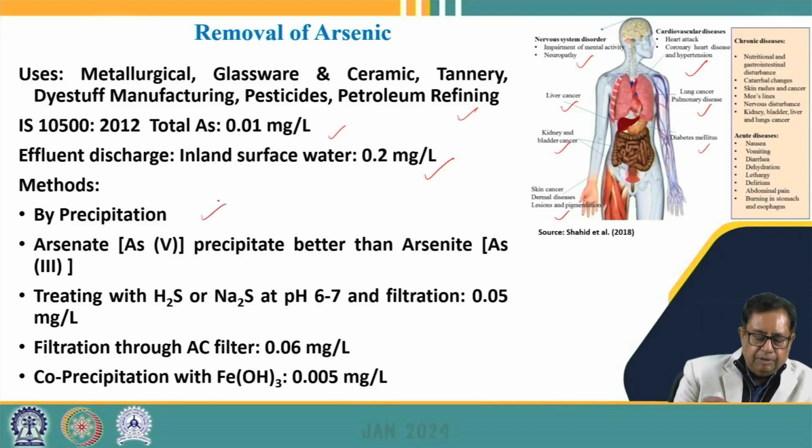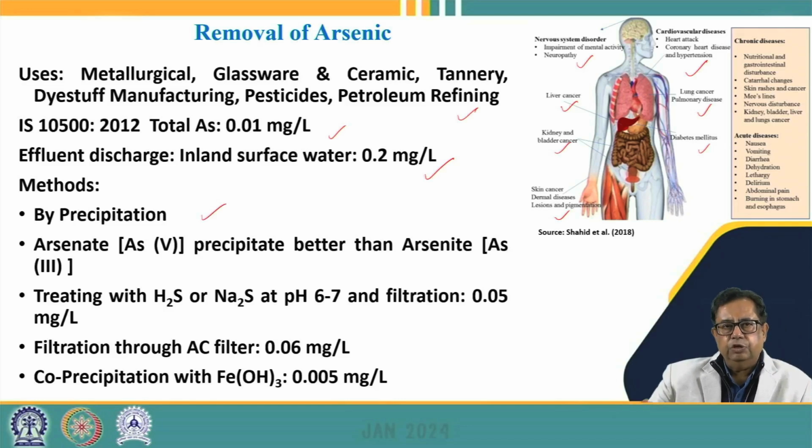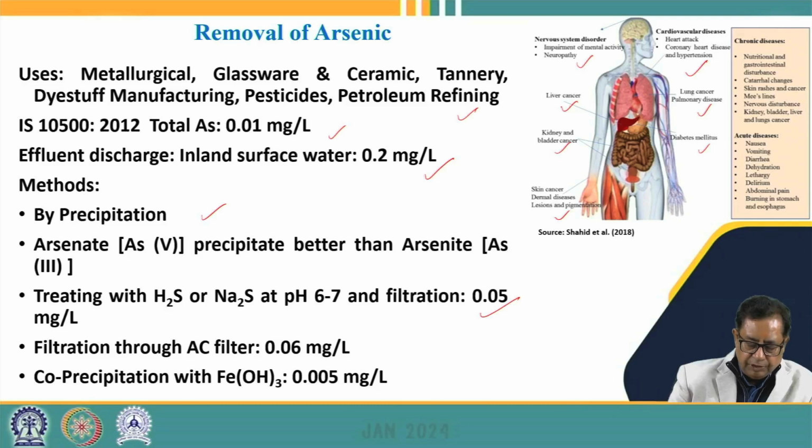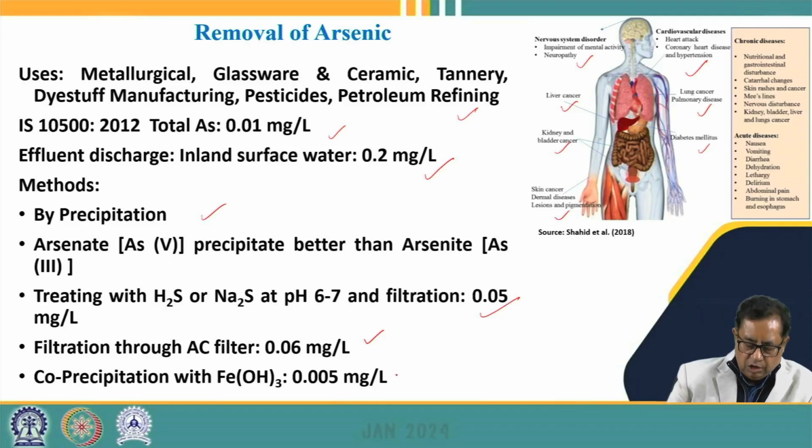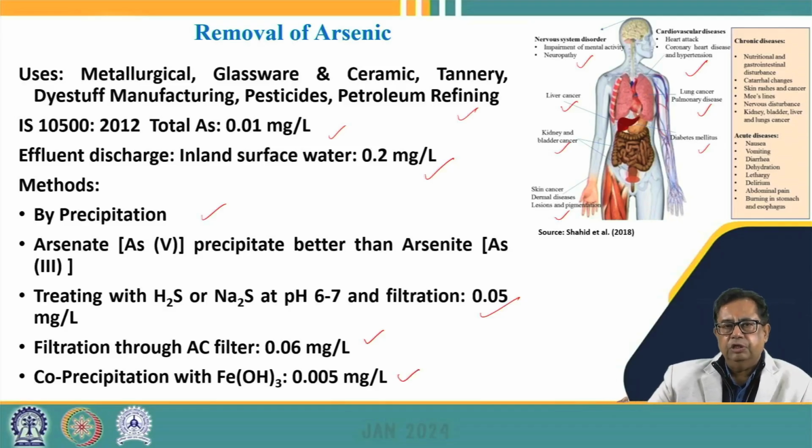We can remove arsenic by precipitation, and when we want to do so, we should ensure that the arsenite, that is arsenic 3, is converted into arsenate, that is arsenic 5, because it precipitates better than the arsenite. So we have to oxidize arsenic 3 to arsenic 5 before we go for the precipitation method. We can treat the arsenic using hydrogen sulfide or sodium sulfide at pH 6 to 7, followed by filtration, which can lead to 0.05 milligram per liter of arsenic in the effluents. Similarly, filtration through an activated carbon filter may lead to 0.06 milligram per liter of arsenic in the effluent. However, co-precipitation with ferric hydroxide has been shown to be the best removal, and we may get around 0.005 milligram per liter of arsenic in the effluents.